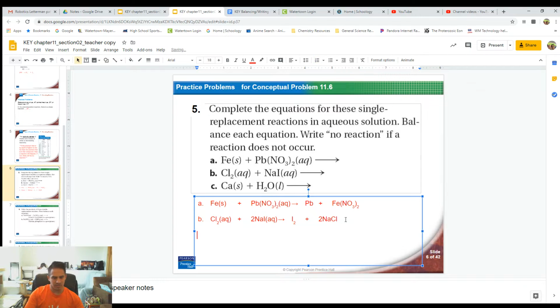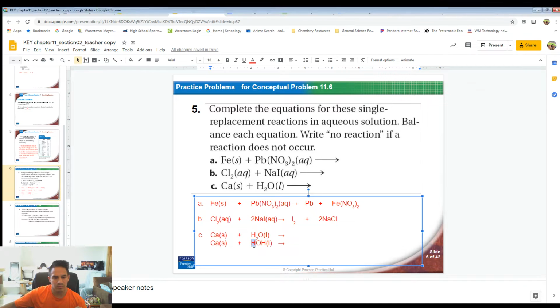All right, taking a look then at letter C, we have Ca, which is a solid, reacting with H2O, which is a liquid. So in this one, again, it might be easier, and I think it is easier. So let's rewrite this. It's easier to actually write it as Ca plus HOH. Okay, it's easier to write it that way because basically we can see that it's hydrogen bonded with hydroxide. So the calcium will replace the hydrogen.